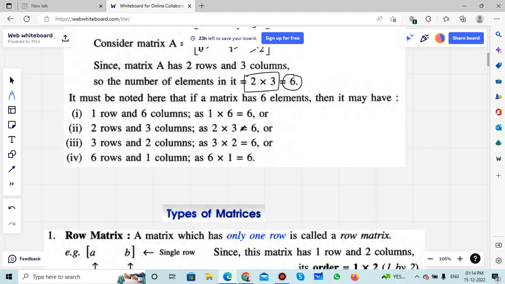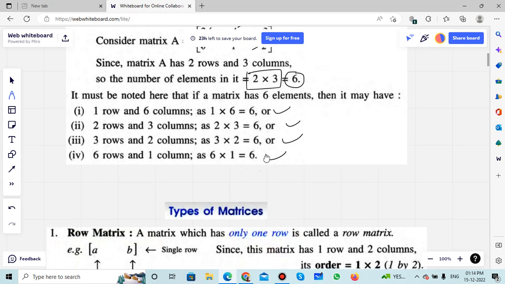1 row and 6 columns will be what? 1 by 6, that is 6 elements. 2 rows and 3 columns will be 6 elements. 3 rows and 2 columns will be 6 elements. And 6 rows and 1 column will be 6 elements. You know how to get it.